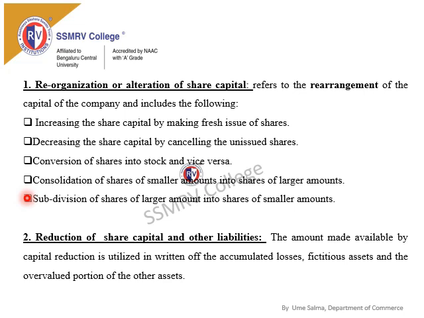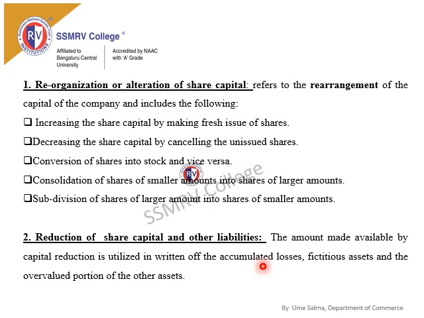The second alteration and rearrangement of capital of the company is reduction of share capital and other liabilities. The amount made available by the capital reduction is utilized in writing off the accumulated losses, fictitious assets and other overvalued portions of other assets. Whatever is left over after the capital reduction can be transferred to the capital reserve.